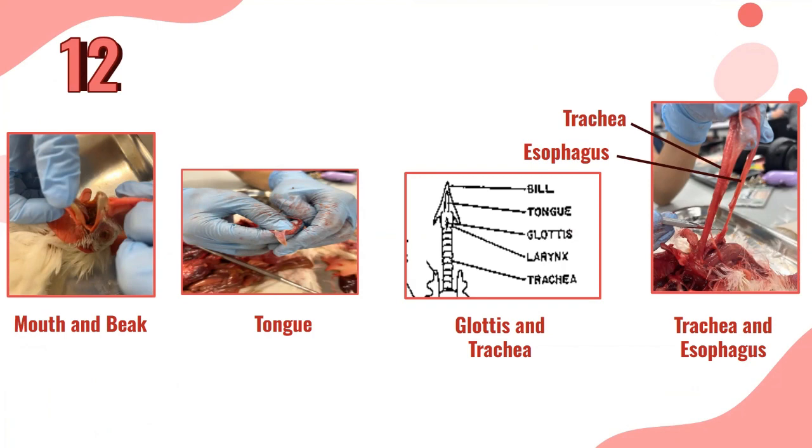The tongue. The tongue is triangular in shape and located inside the mouth. The tongue has a few taste buds and numerous touch receptors. It's covered in small barbs and it pushes food down the throat.